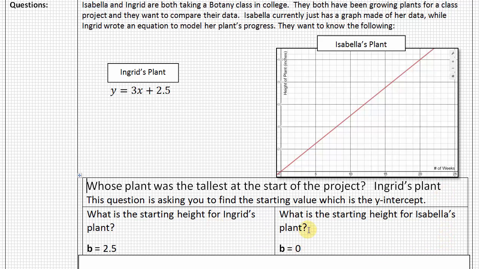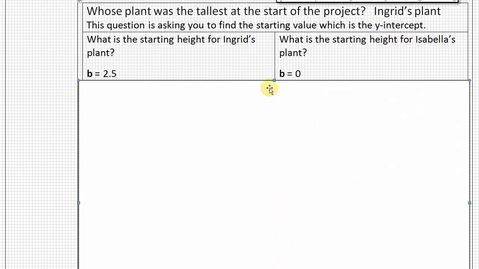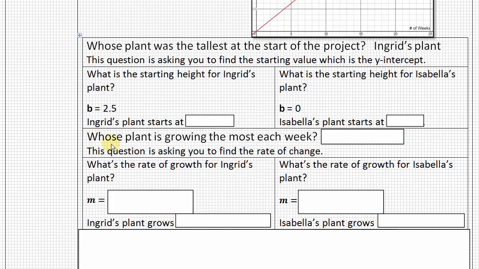So now that gives us the starting value. Whose plant is growing the fastest? This is another good thing to compare. So now they want to know whose plant is growing the most each week. So we need to find the rate of growth, or the growth rate, for Ingrid's plant. So that's finding her m value from her equation. And then we want to find the rate of growth for Isabella's plant. And that's going to be a matter of using the graph up here to find that slope. So let's go ahead and do that.